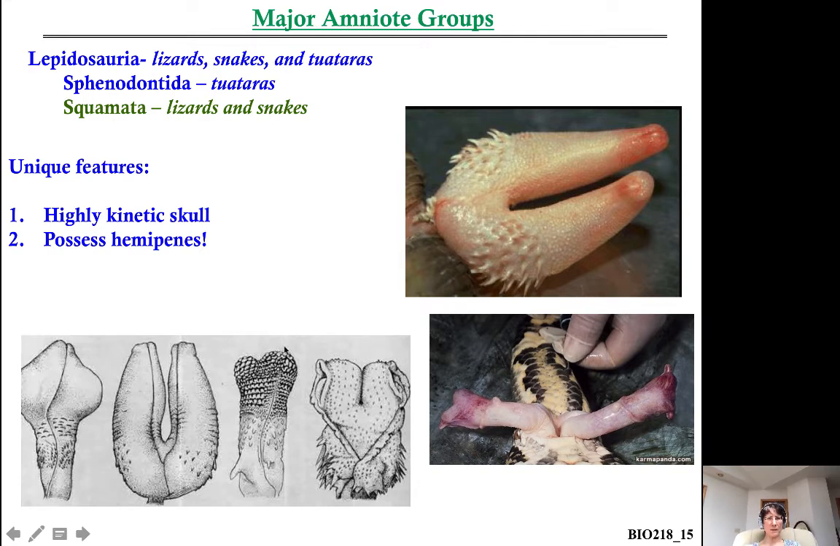And what they do is when they reproduce, the males will alternate the use of hemipenes when they're inseminating the females. So they'll use the left-hand side, and then they'll use the right-hand side when they go to inseminate a separate female, and they alternate between. So they fully insert this one to inseminate one female, and then later when they go to mate with another female, they'll insert that one, and they alternate use. So all lizards and snakes have hemipenes in common, and they have a really highly kinetic skull.